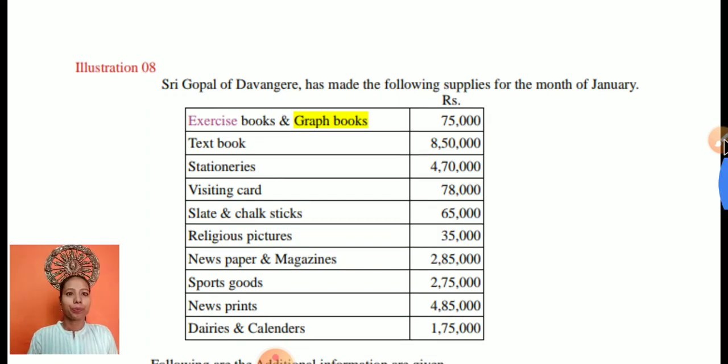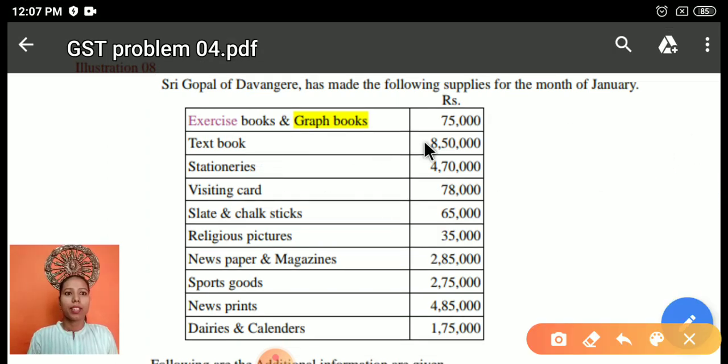Now come to the another one. Textbooks are exempted supply. This one is taxable. Stationery is taxable. Visiting card taxable. Slates, chalk exempted. Clear? Religious picture taxable. Newspaper, magazine which is not taxable under GST. Sports goods taxable. Newsprints taxable.